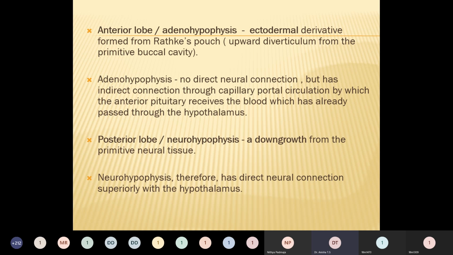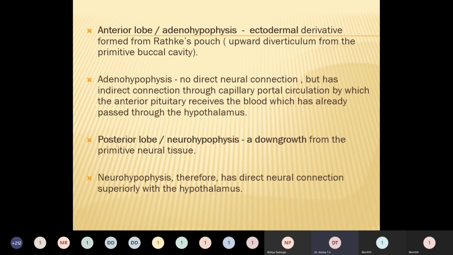Okay, so adenohypophysis has no direct neural connection, but it has indirect connection through the capillary portal circulation. So it receives the blood which has already passed through the hypothalamus. So it only has a connection of blood, but it is not directly connected to the brain. The posterior lobe, as the name itself suggests, is called neurohypophysis. It is a downgrowth from the primitive neural tissue.